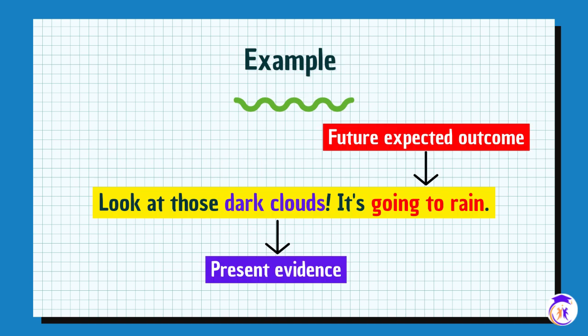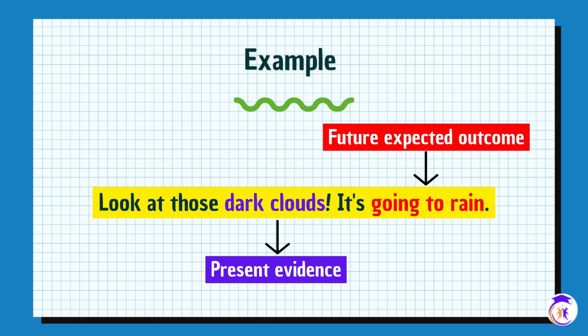For example, look at those dark clouds. It's going to rain. In this example, the speaker makes a future prediction, going to rain, based on present moment evidence of dark clouds. In this case, using the going to plus verb formula to express the future is completely relevant.